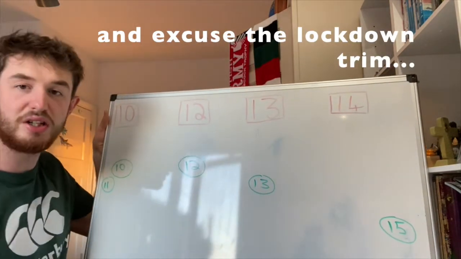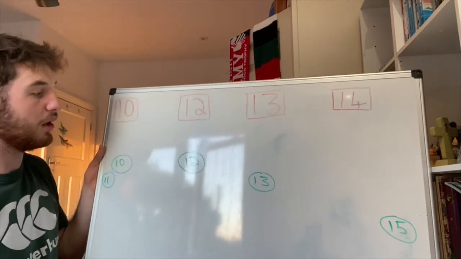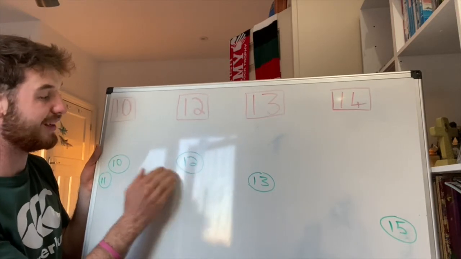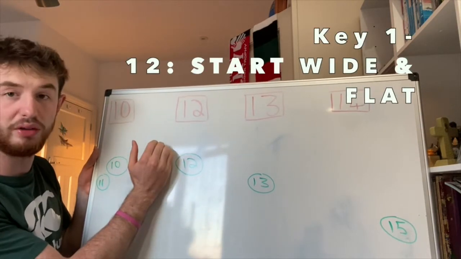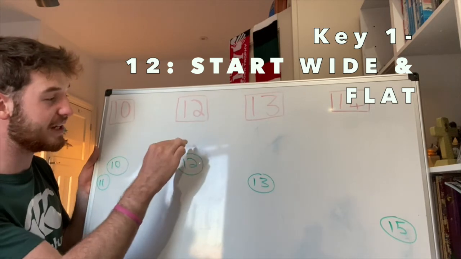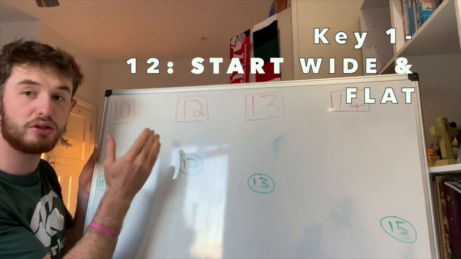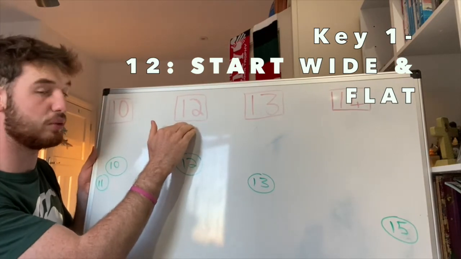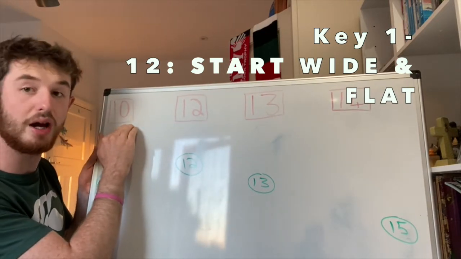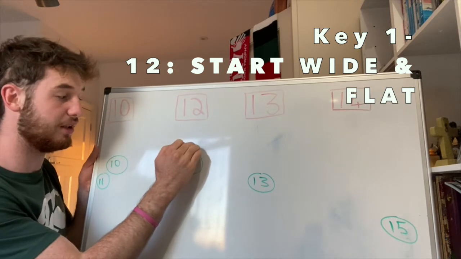So initially, first of all, we're going to make sure that the offensive 12 is wide and flat on the line. That's the key. Making sure that you're presented and in the position to engage the defensive 12, not allowing this 10 time to get across and defend you.